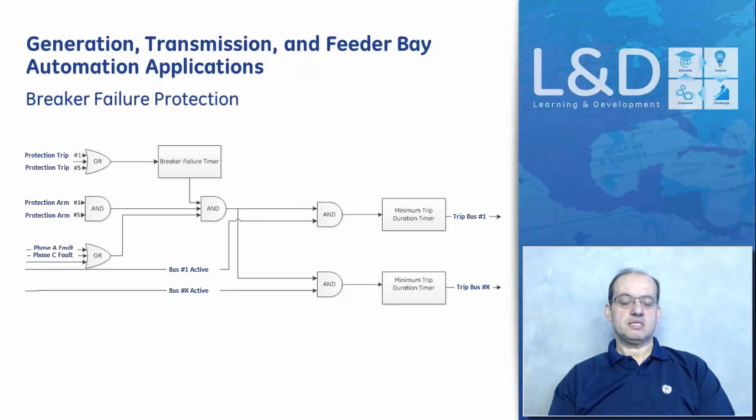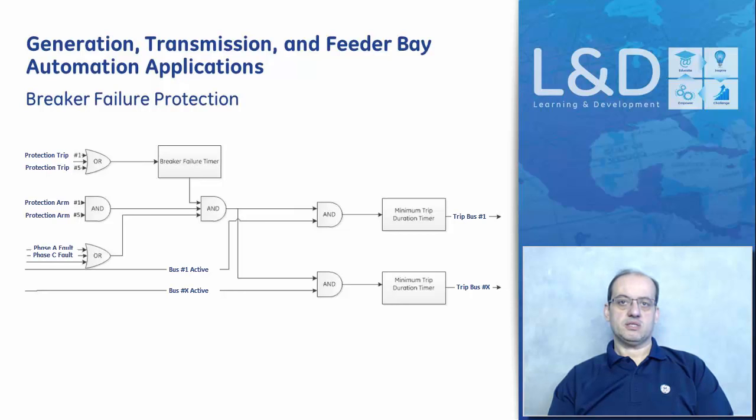The next example that we will discuss is the breaker failure protection. A breaker failure protection is when an overcurrent fault occurs on a feeder. The first line of defense is, of course, the overcurrent protection relay. These relays detect the overcurrent and trip the breakers that supply the feeder from the bus.